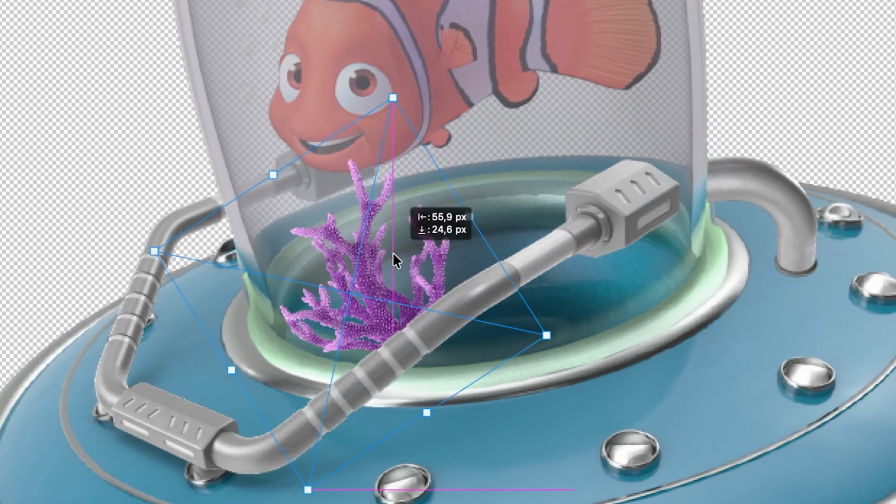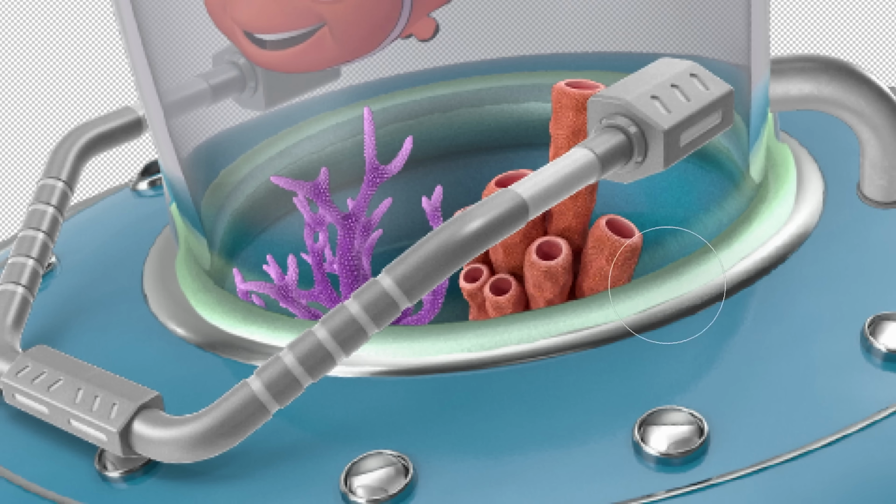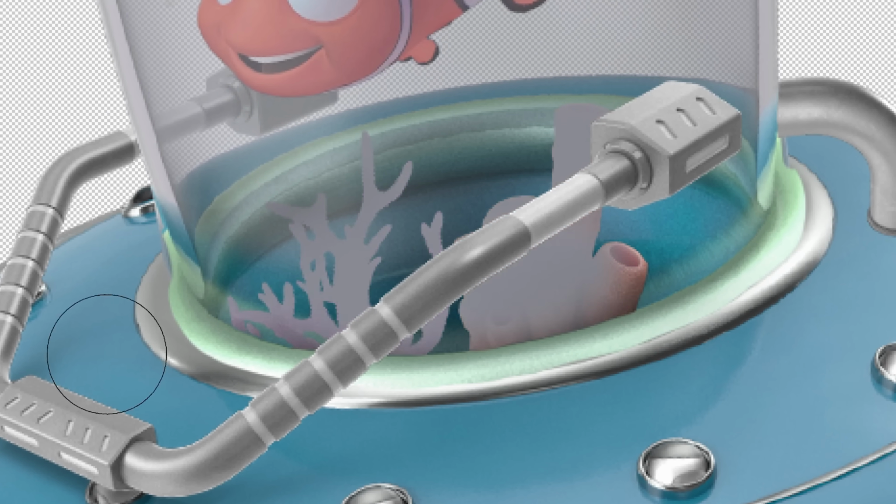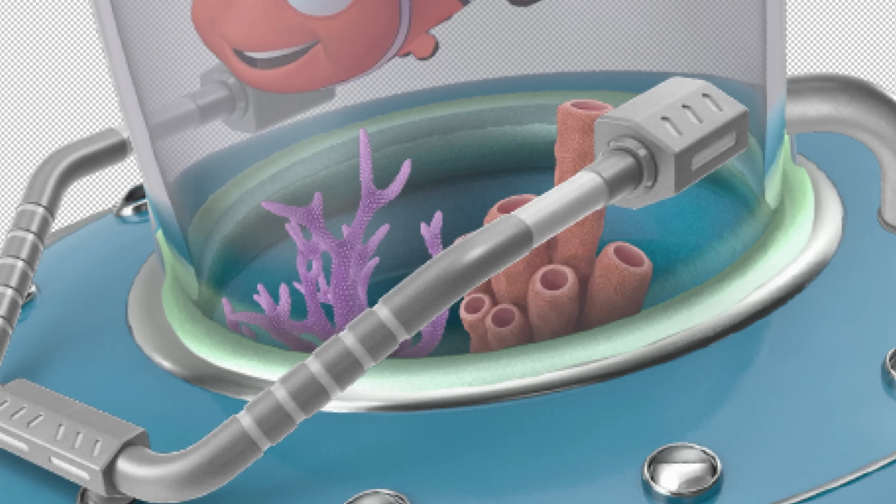Nice job, team. The thing is, Nemo would probably get pretty sad being so far away from his home. So in order to cheer him up, I'm adding some corals inside of the cockpit, and if we just paint some blue on top of them, they look like they're actually underwater. Okay, so now we got a cool looking UFO, but it needs to be flying somewhere.